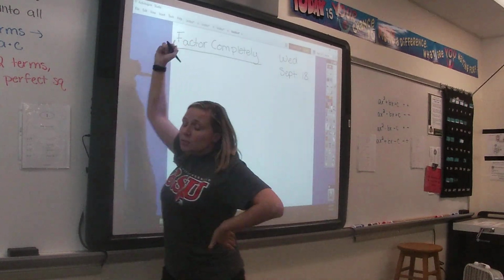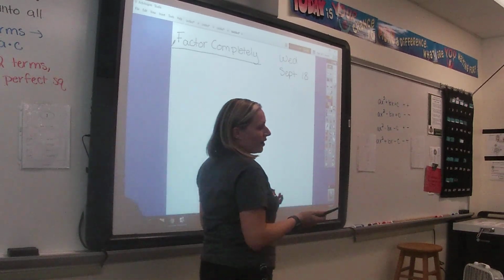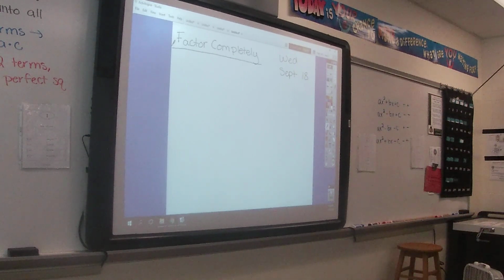So factoring completely is the idea that we introduced Monday at the end of notes. Okay, and it's the idea that we don't just want to be able to factor one specific type of factoring alone, but that we want to be given instructions to factor and we want to be able to get any problem factored completely. Okay?